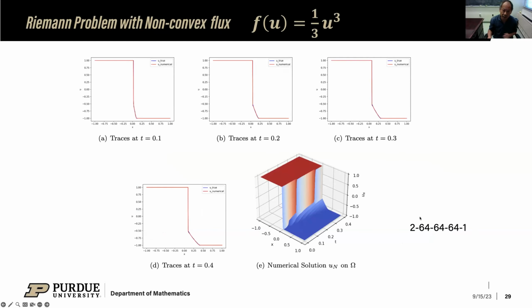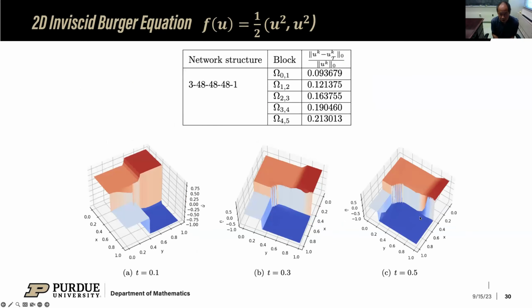The last example is the Burgers equation in 2D. This is one of the test problems they use, in the piecewise constant sense. We can do that reasonably well. And we should be able to use 2 hidden layers, but because of the training, we have to use 3 hidden layers.